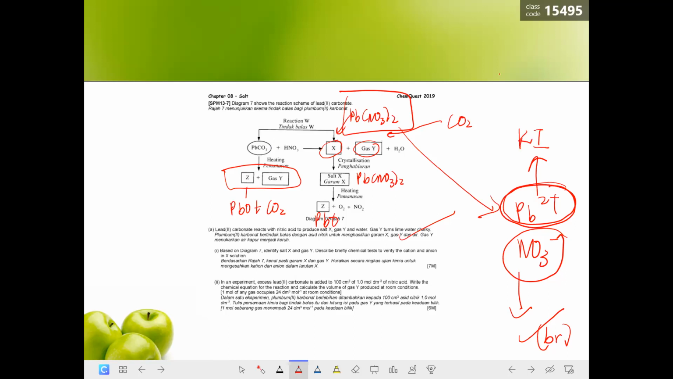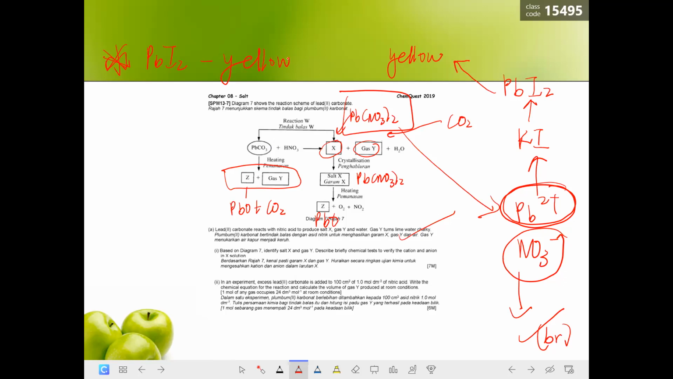Because teacher will form PbI2, lead 2 iodide. Yesterday we did this. Lead 2 iodide, what color is it? Yellow. Very good. It is yellow in color. I think the rest of you forgot. Remember I told you something very special. PbI2 is yellow in color. Must know this.